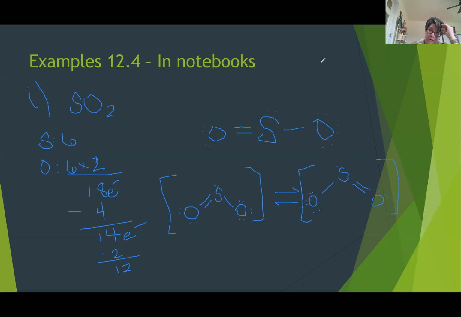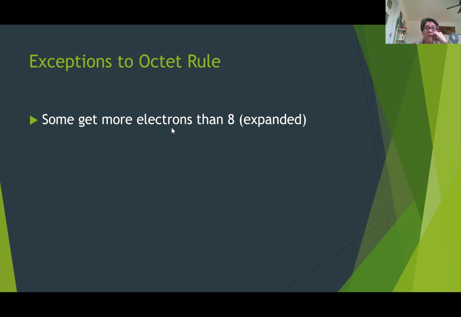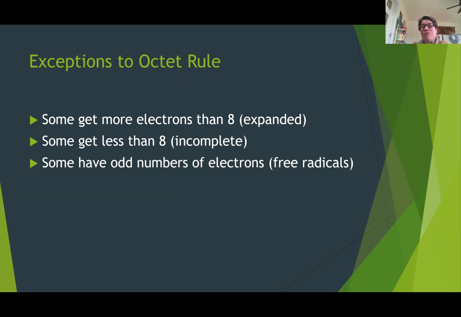Okay. So now there are some exceptions to the octet rule. So it's not always true that you're going to get 8 electrons on each one. Some get more than 8, and those are called expanded. So these are weird cases, and I'm really sorry, but nature is like this, and we're just trying to make sense of it, and this is how the world works. So sometimes you're going to get more than 8 electrons, and sometimes it'll be less than 8. So sometimes it'll be 6, and sometimes you'll have weird, odd numbers and not pairs. So those are just things to be aware of.